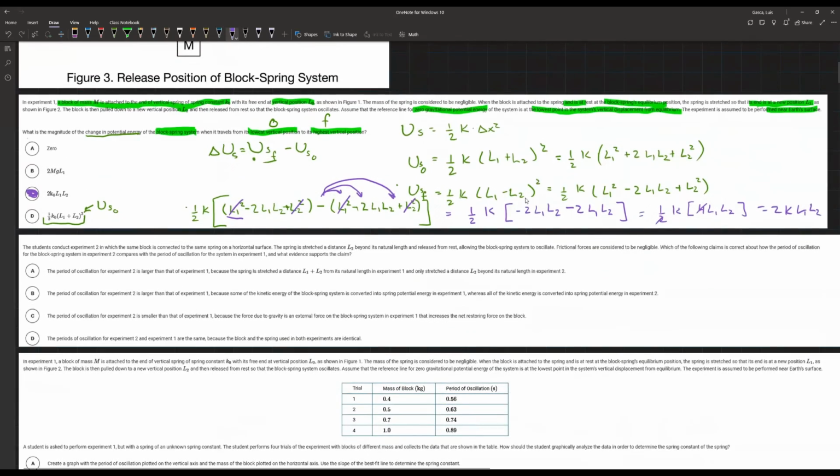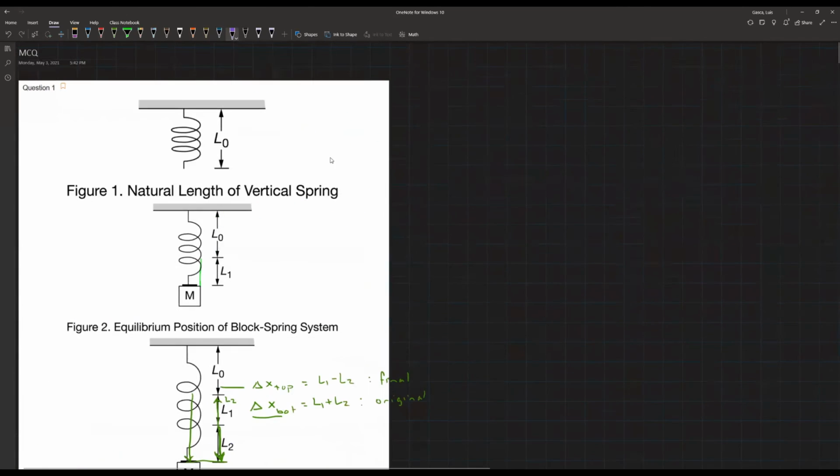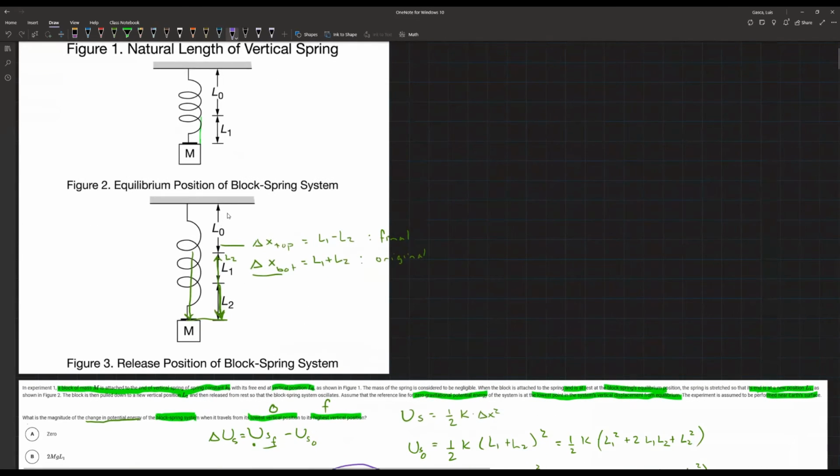Mr. Gasca, in that previous question, how is L, I think it was top, like how is it L1 minus L2? I don't understand how you got that. Okay, so that's kind of like a tricky bit.